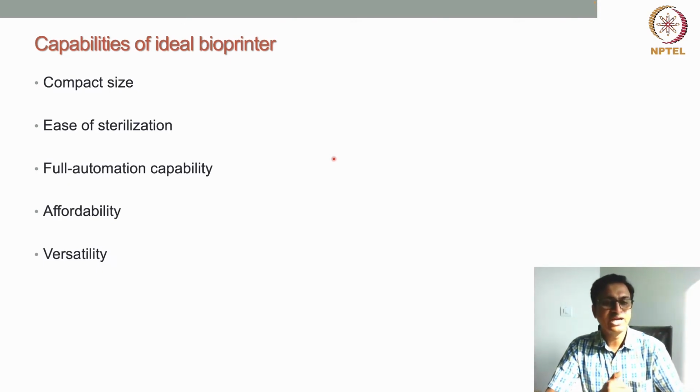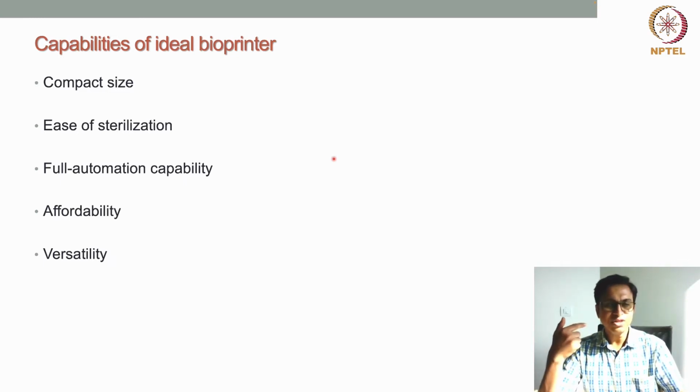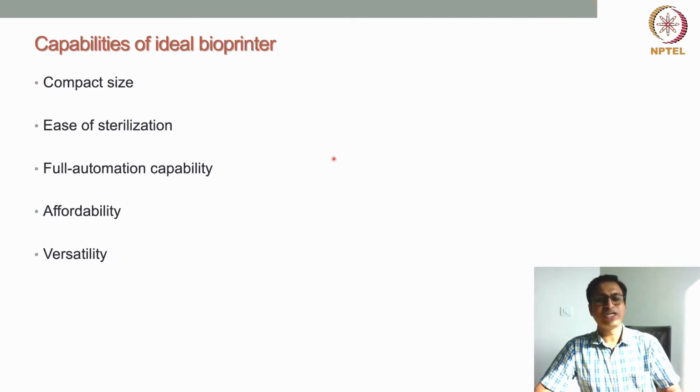Now, ease of sterilization. Now, for tissue printing, we know that that's an aseptic process. We have to maintain sterility. Otherwise, the bioprinted tissue can be contaminated all the time. So that's why ease of sterilization. The printer should be able to sterilize with ease. So I need not do much for sterilization of the bioprinter. So that is another thing.